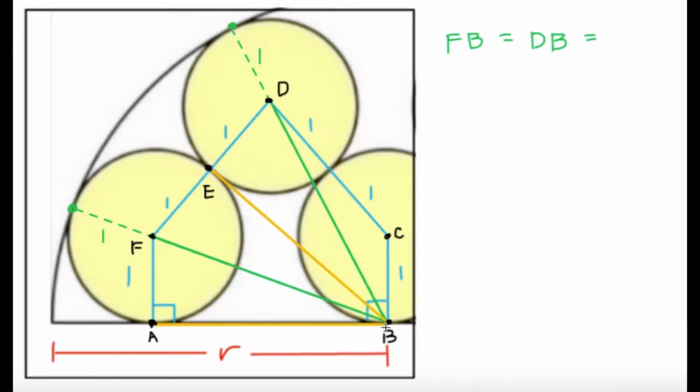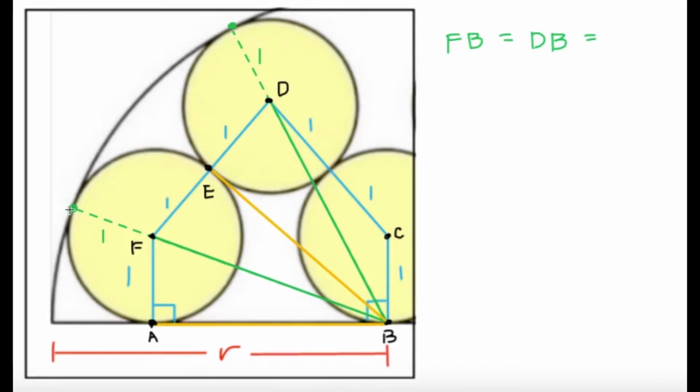Now, first thing to notice is that BA is also tangent to this yellow circle with center at F. So AB, or BA, is going to be perpendicular to FA, hence the right angle here at point A. So FAB is right, so AB is tangent to this circle. We're going to come back to this in a while.